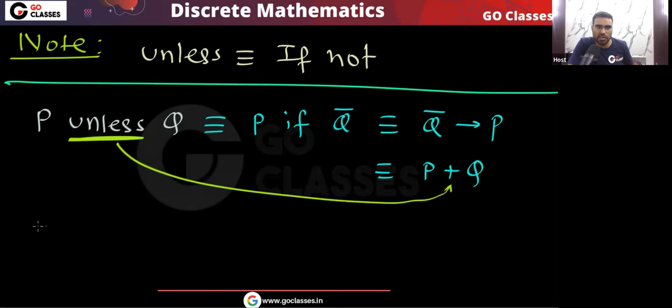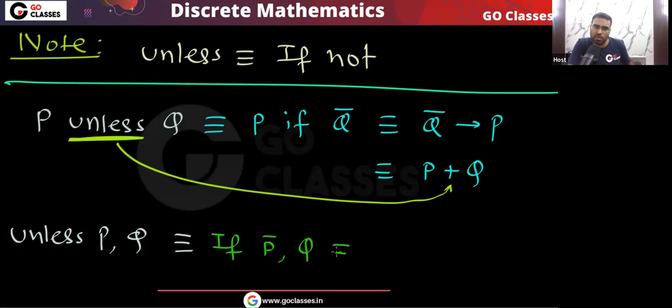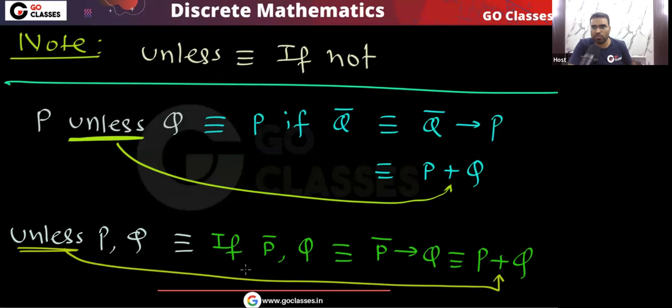The same thing you can see if you have unless p comma q. Now what will happen? The same thing. Unless means if not. So it will be if p bar comma q. That is same as p bar implies q. That is same as p or q. Correct? Again, did you notice that unless is basically same as or? So remember, this is the final conclusion, that unless is same as or.